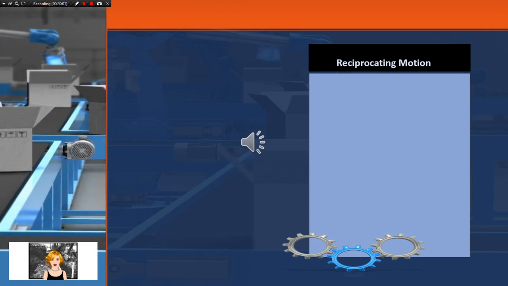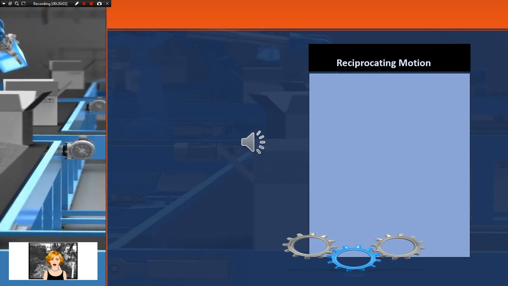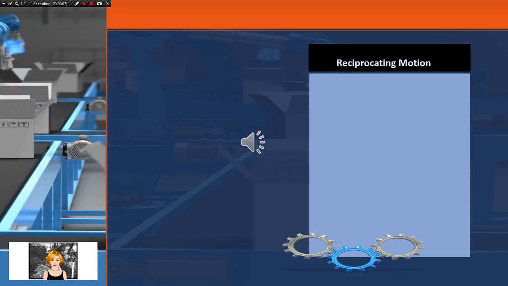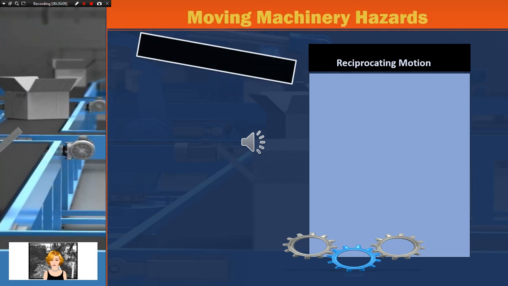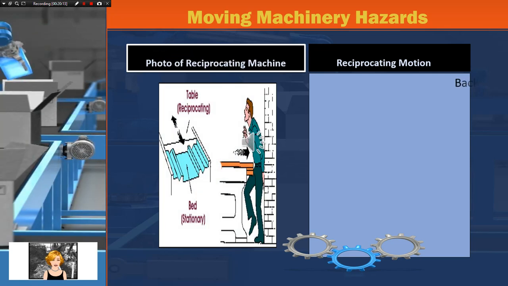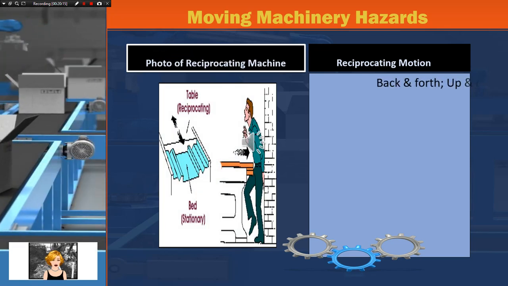Moving machinery hazards. Reciprocating hazards. Back and forth, up and down, a worker may be struck by or caught between a moving and stationary part. Examples include knife sharpeners, slicers, feeding and ejecting parts.